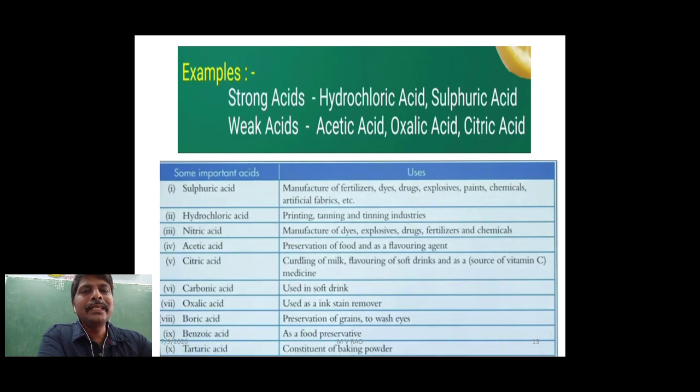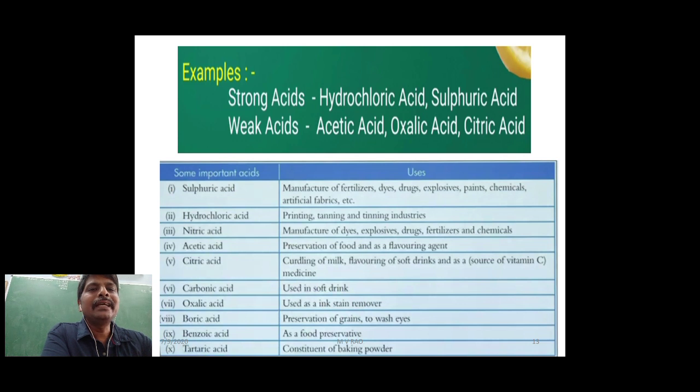Sulfuric acid is an important acid. It is used in the manufacture of fertilizers, dyes, drugs, explosives, paints, chemicals and artificial fabrics, etc. Another important acid is hydrochloric acid. It is used in printing, tanning and tinning industries. Nitric acid is used in the manufacture of dyes, explosives, drugs, fertilizers and chemicals.